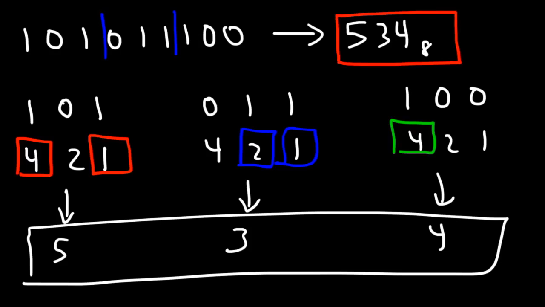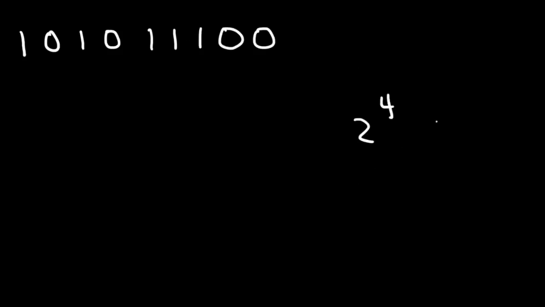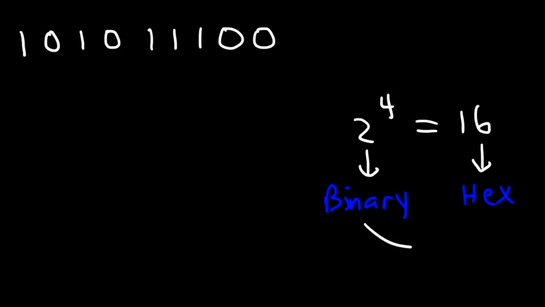And so that's how you can convert a binary number into an octal number by grouping the binary numbers in groups of 3. Now let's see if we can apply the same conversion process when converting a binary number into a hexadecimal number. So let's use the same binary number that we've been using in this video. Now, 2 to the 4th power is 16. So 2 corresponds to a number in the binary system. 16 corresponds to the hexadecimal system. So to convert from binary to hexadecimal system, we need to group the binary numbers in groups of 4, since 2 to the 4 is 16.